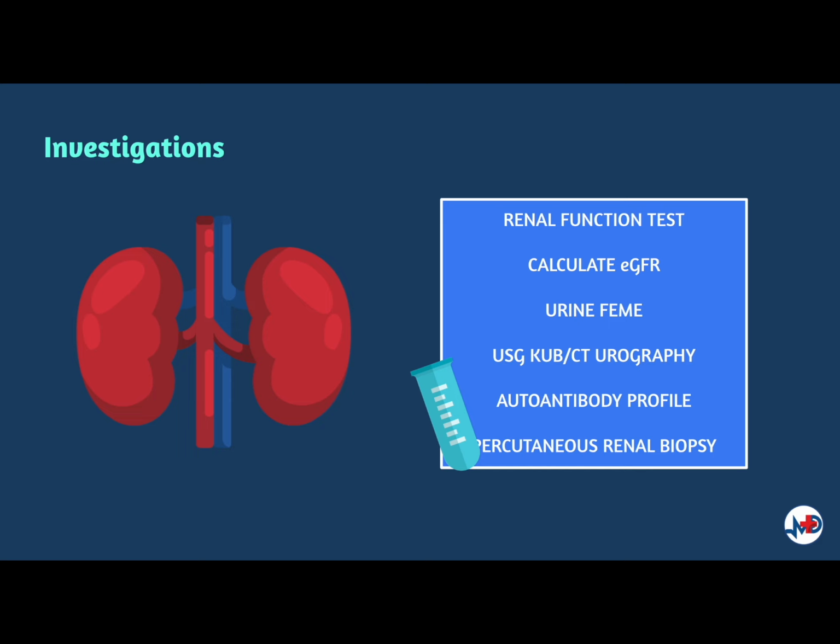An autoantibody profile is indicated in those patients with high suspicion of autoimmune disorders with concomitant kidney disease, and examples include Wegener's granulomatosis, Churg-Strauss syndrome, or even SLE being the commonest. A percutaneous renal biopsy is usually reserved for patients with unexplained hematuria or proteinuria, a difficult diagnosis, as well as for monitoring the response to therapy in conditions which we have already diagnosed, such as glomerulonephritis.